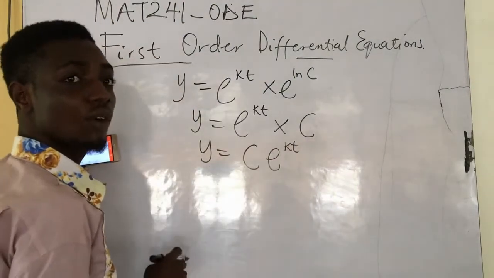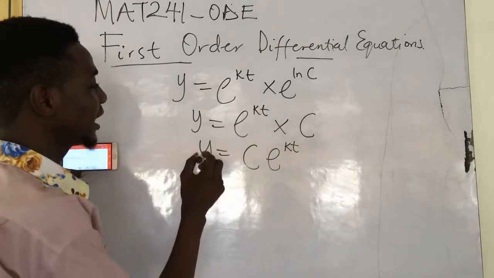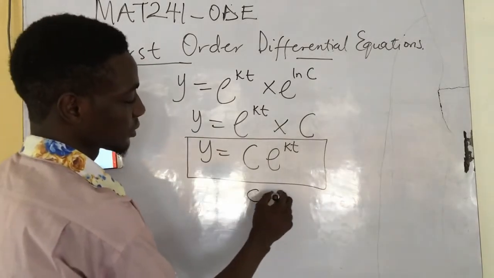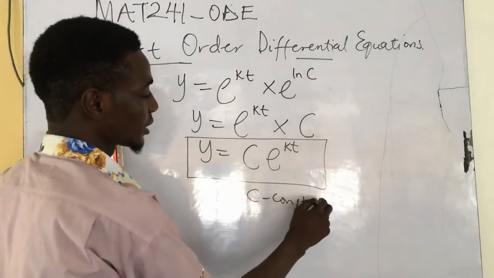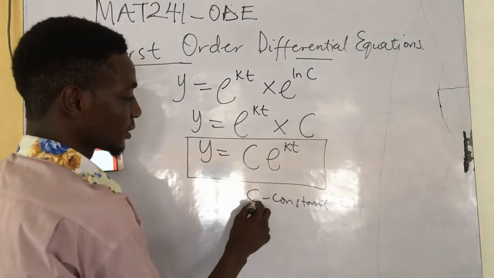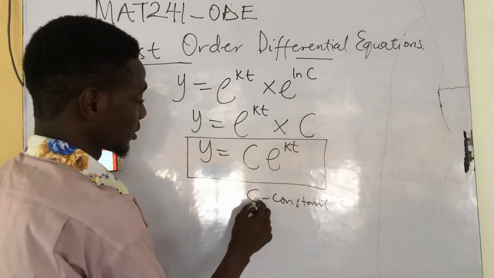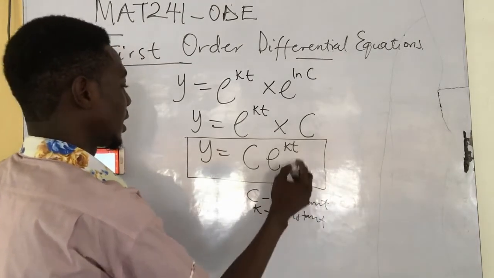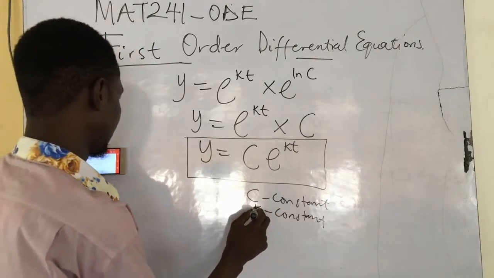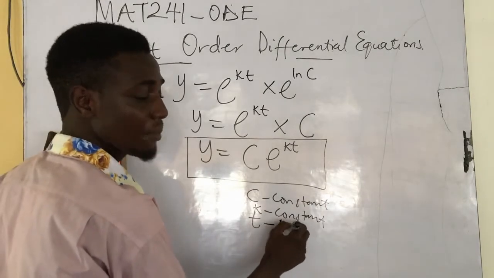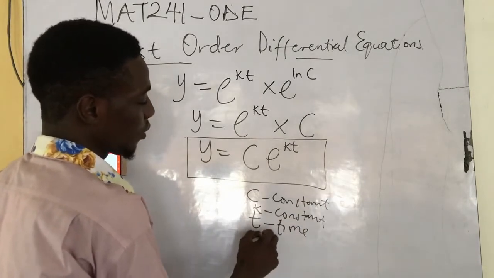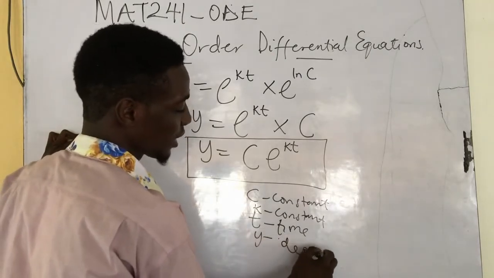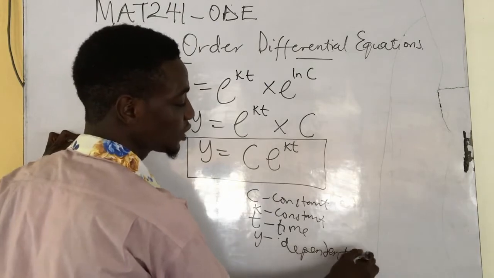Now when you solve ordinary differential equations, you usually get to this point. Now this c is a constant. K is also a constant. Our t there is time. Time is a variable. Y is also a variable, which is a dependent variable, which we intend to find.